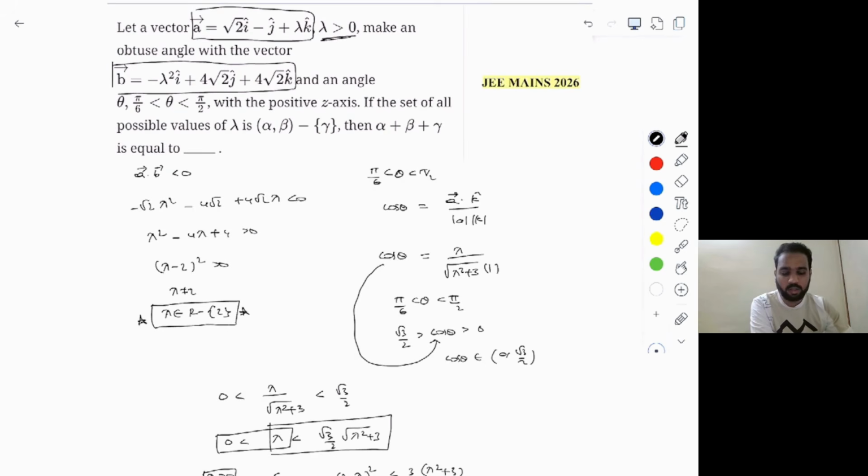And this is also not a difficult question. The only thing is the process here. As I told, we should know how to apply the condition when we know the angle between two vectors is obtuse or acute. Okay, right.